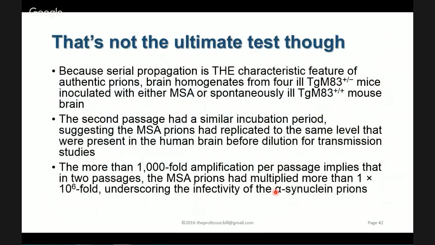But really, this is great and it looks great on paper. But you have to do the experiment that I told you about at the very beginning, that Stanley Prusiner did. You have to do what is known as serial propagation, and it is the defining feature of authentic prions.